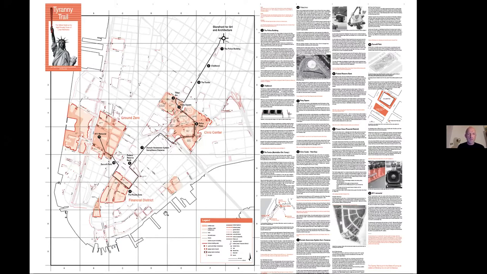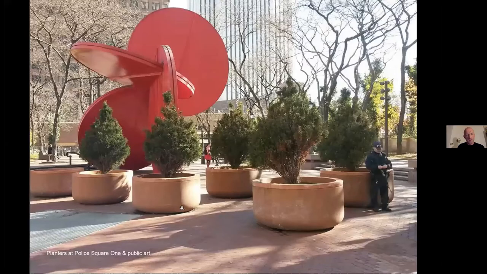We did an exhibition at Storefront, and we made a little walk through Lower Manhattan where we analyzed many of these architectures, which are very present and very frequent in Lower Manhattan. Here you see, for example, flower pots. Many of them are without flowers or trees, like this one, because that's not the point. They are just there for preventing vehicle attacks.